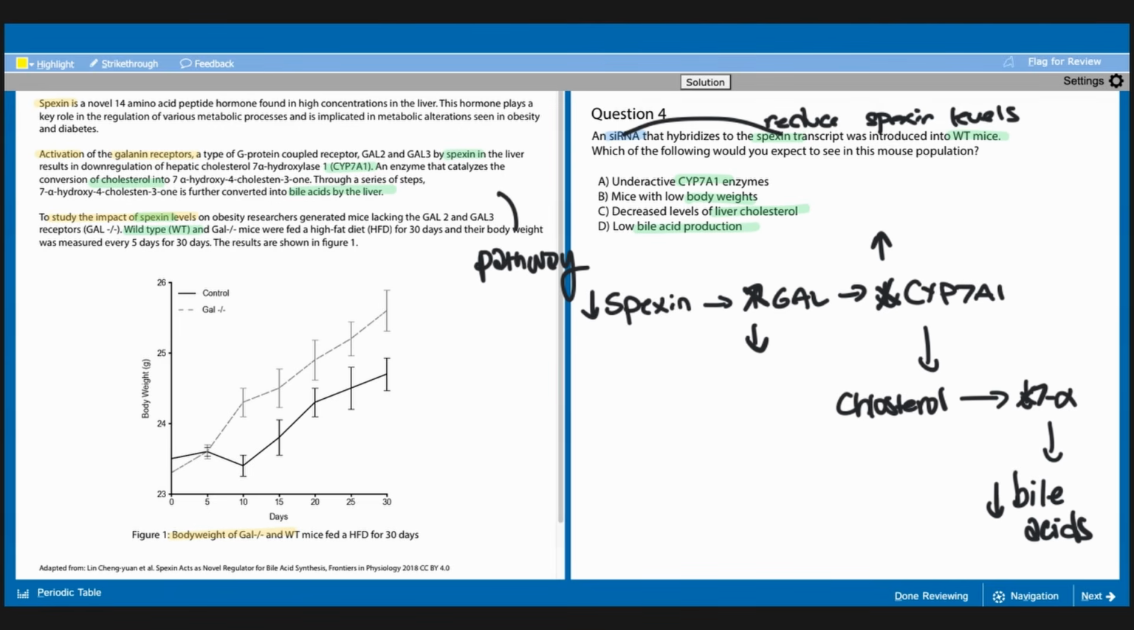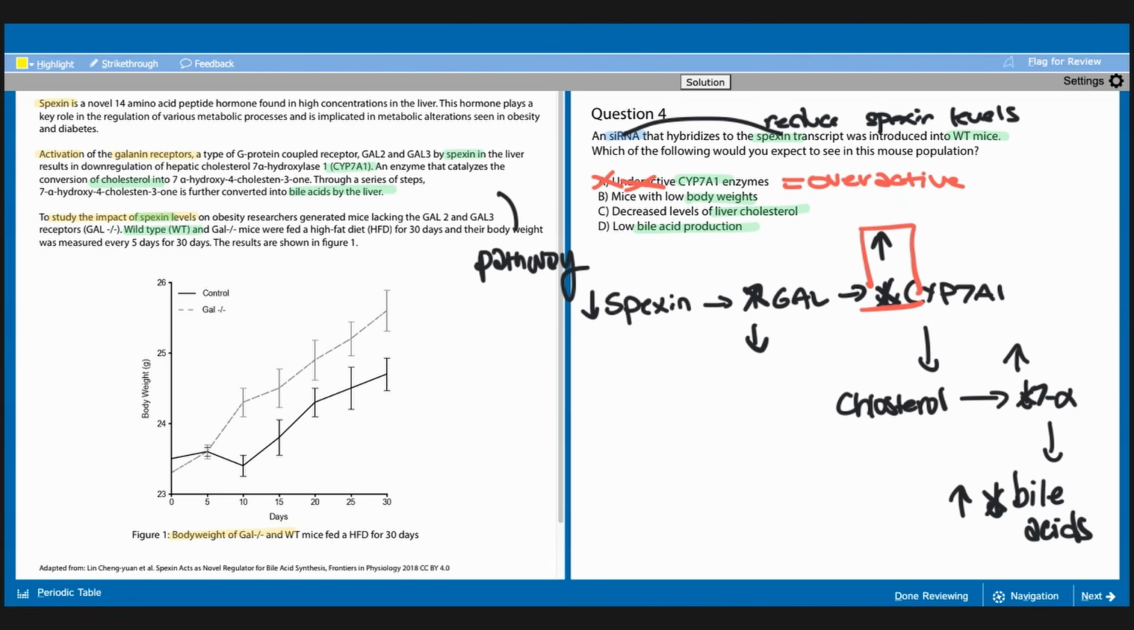This must mean that we're going to have plenty of that precursor molecule that leads to bile acids around, and we should see high amounts of bile acids if we have reduced the amount of spexin that was present in the beginning. Now we'll just go through and match up our answer choices and see if they agree with our new altered pathway or if they say something that is opposite of it. So for example, answer choice A says that we would have underactive CYP7A1 enzymes, but if we look at our chart, we can see that we have an up arrow next to the CYP7A1. That means that we would have overactive enzymes, making A incorrect here.